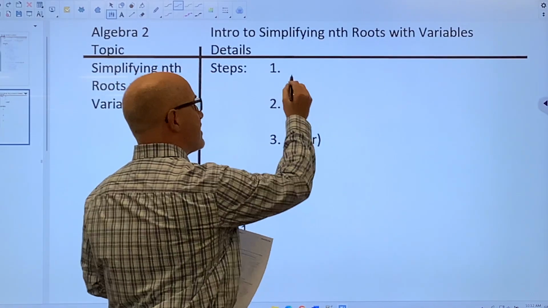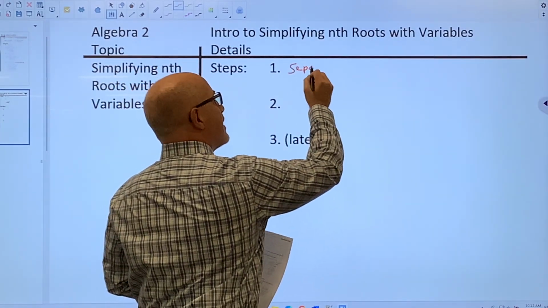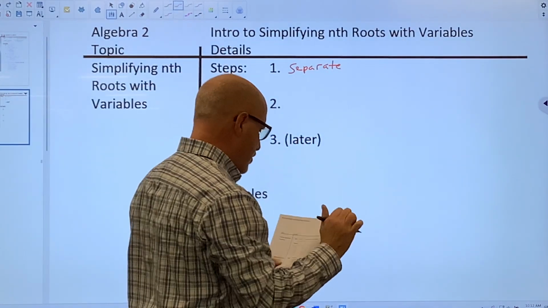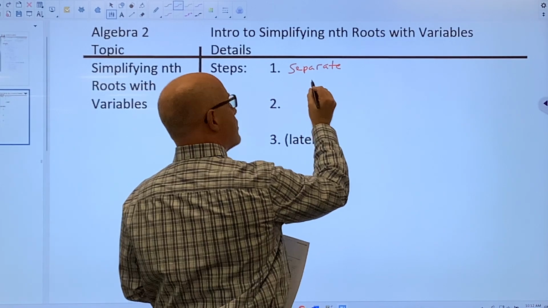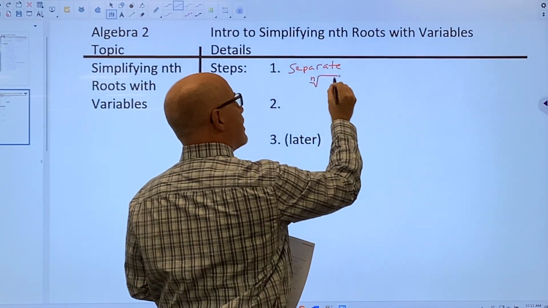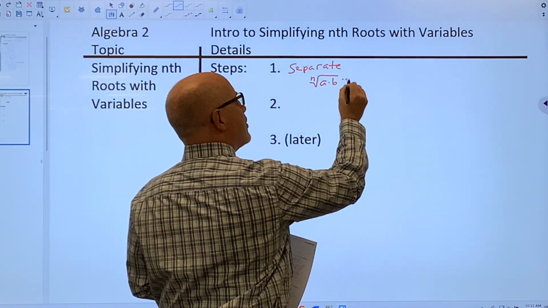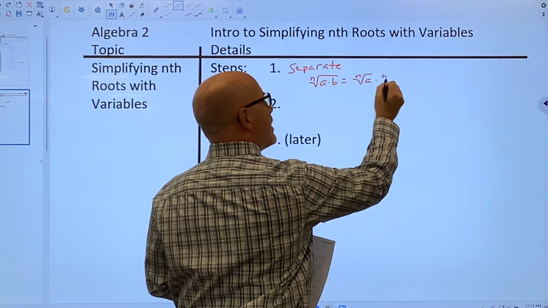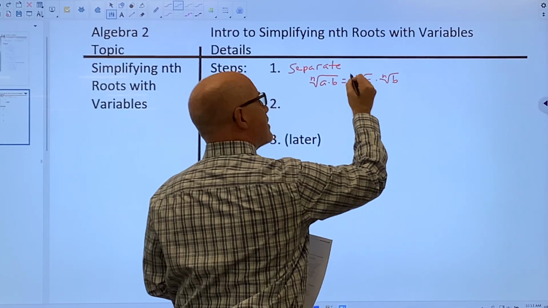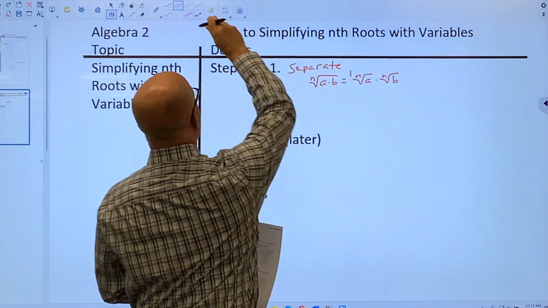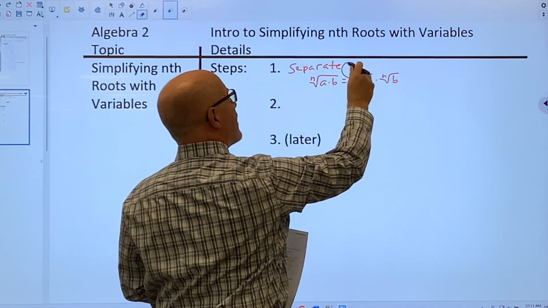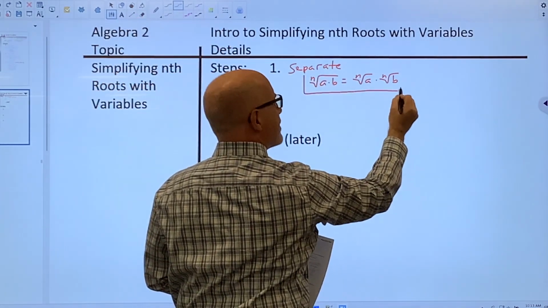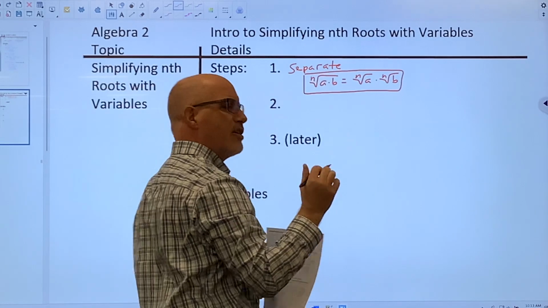Our first step is to separate. Because we're dealing with roots, there are going to be two primary rules that you'll use. For instance, if you have the nth root of a times b, you can separate that into two separate roots. Then you'll be able to work on simplifying them individually. I'm going to put a box around this because it's an important rule to use.